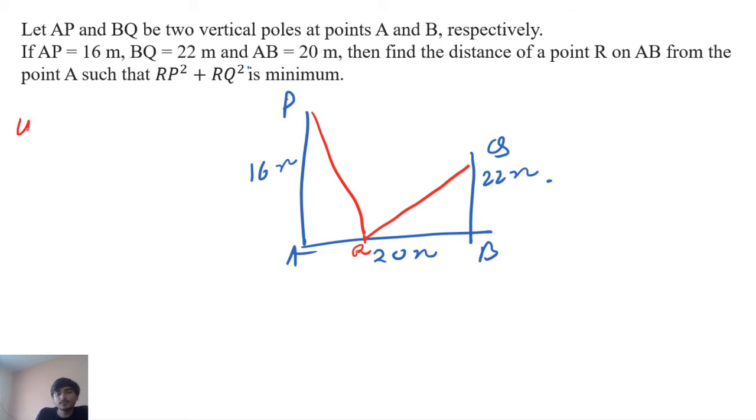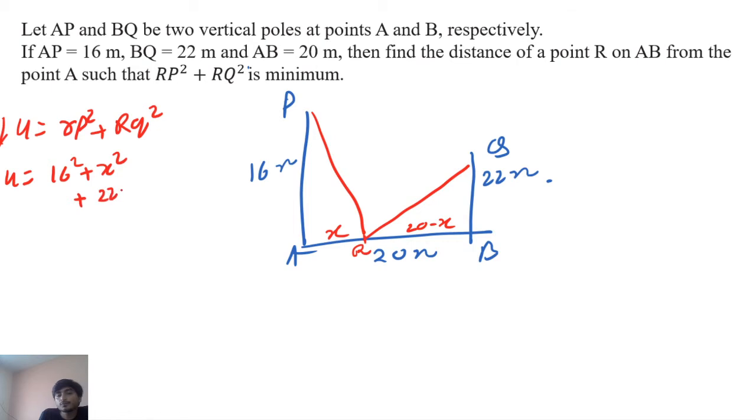Okay, so see, if you take u equal to rp square plus rq square, this value should be the minimum value, right. For that, you can write u equal to rp square. If I assume rp square as x, then can I write rq square as 20 minus x, right? So u will be equal to how much? Rp square will be 16 square plus x square, and then plus 22 square plus 20 minus x whole square, right, so that is your u.